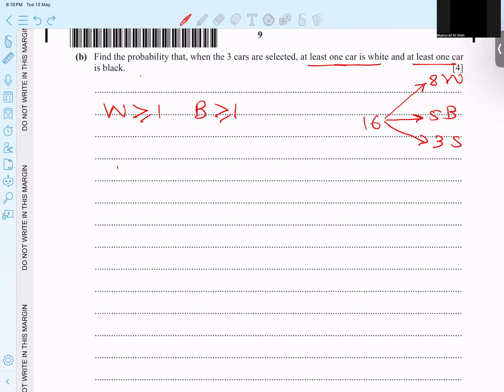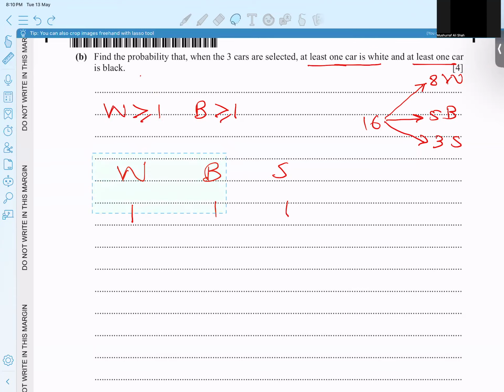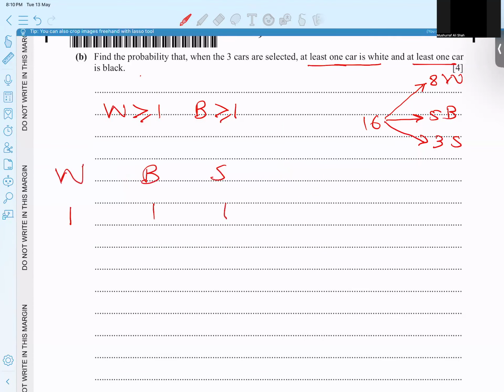So let's take white and black and silver. So condition number 1: let's start with 1, 1, and 1. I repeat my words, 1, 1, and 1 satisfy the first condition and satisfy the second condition, that's it. How to fulfill this part of the question? So let's have a look at how I can do it.